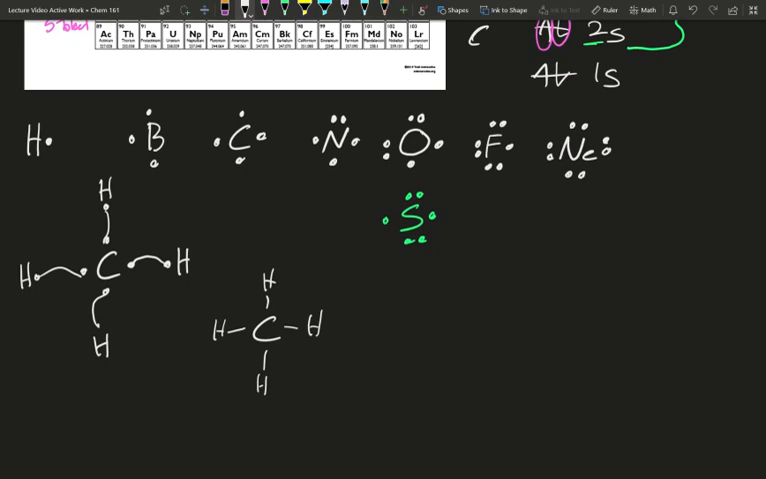Why is methane CH4, not CH3 or CH5? Because carbon has 4 unpaired electrons that it can use to bond. It doesn't have 3 unpaired and it doesn't have 5 unpaired. It has 4, which means it can make 4 bonds.